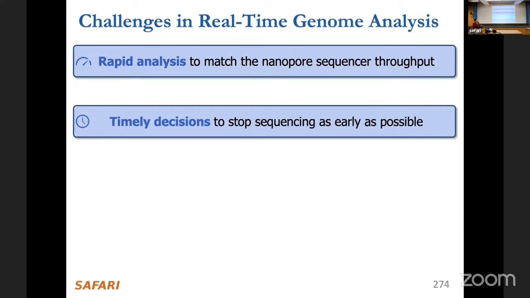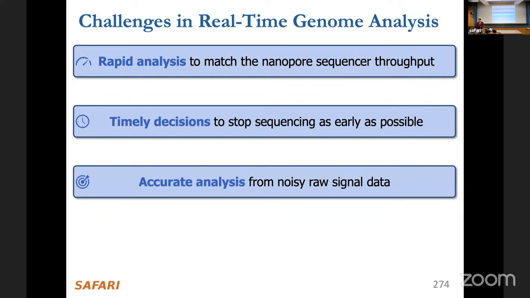The other challenge is making timely decisions. This means that if a read is useless, we want to understand this extremely quickly, so that we can stop sequencing that particular read also quickly, to reduce sequencing time and cost significantly. And of course, we want to make accurate analysis for sure.